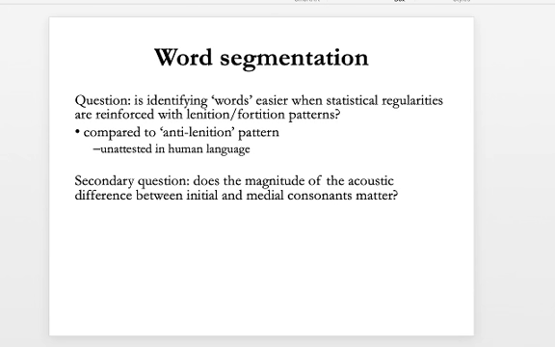And this is going to be compared to an anti-Lenition pattern. That's sort of the exact opposite of the spirantization and voicing patterns I just showed you. That anti-Lenition pattern is, as far as I'm aware, not attested in any human language. So it's going to be statistically identical to the Lenition condition, but the actual sounds involved will be the opposite. There's a secondary question we set out to ask here, which is, does the magnitude of the acoustic difference between the lenis and fortis, or initial and medial consonants, matter? So that's going to be a second question.